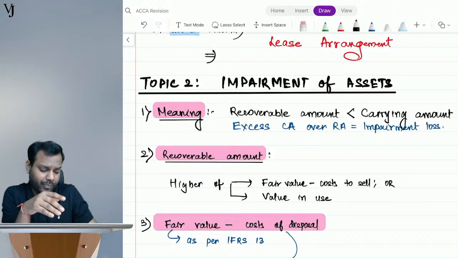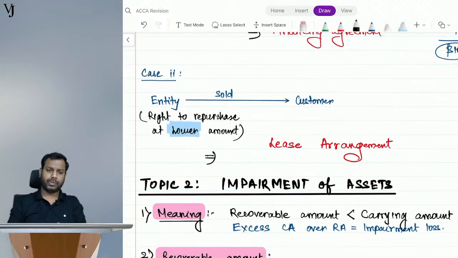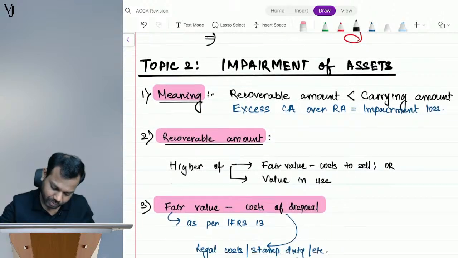Tell me what shall I do? Use it or sell it? If I sell it, I will get 12,000. If I use it, I'll get 10,000. What shall I do? Sell it now. That's what it says.